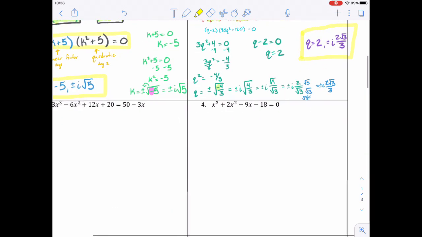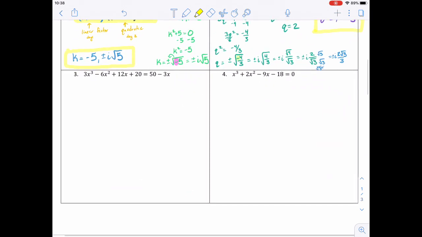Take a second and pause this video and try 3 and 4 on your own. Make sure you try them on your own and then come back to check your answers so you get some practice time by yourself.